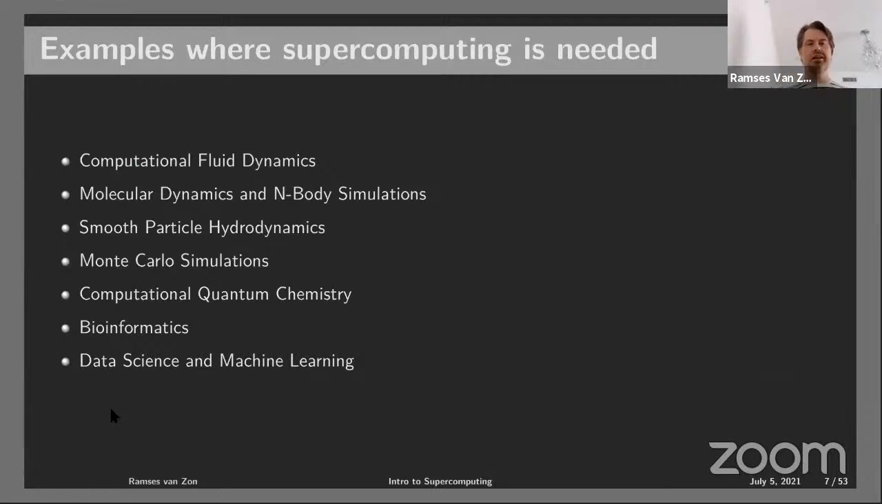So some examples that are commonly run on supercomputers are computational fluid dynamics, molecular dynamics, smooth particle hydrodynamics, Monte-Carlo simulations, quantum chemistry, bioinformatics. And the last point is a bit of an odd one, because it's not really a field of study as much as a technique, but data science and machine learning touches upon all of these things. And they also need supercomputing in terms of, if you think of deep learning, the amount of computation you need to train a model is actually rather big, and so again, you need more than your own computer in many cases.